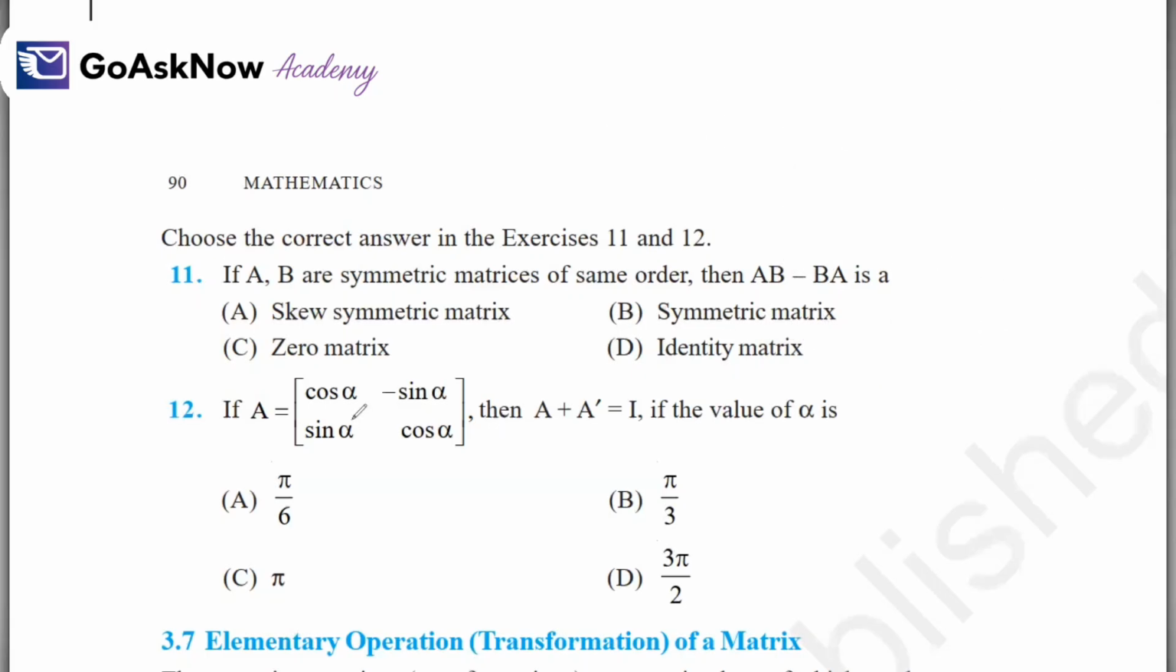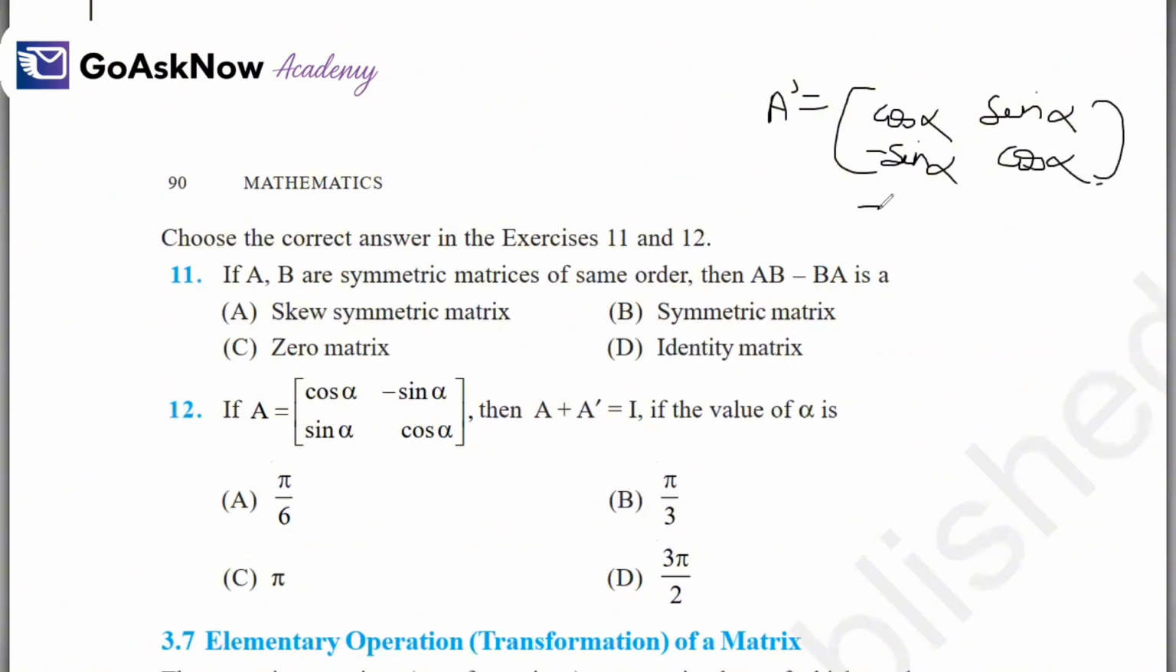Now, the 12th question says that if A is cos alpha, sin alpha, cos alpha, then A plus A dash is the identity matrix if the value of alpha is... So just find A plus A dash, and you will get the value of alpha. A dash will be cos alpha, minus sin alpha, sin alpha and cos alpha. Now take the addition of A plus A dash: you will get here 2 cos alpha, here 0, here 0, and here 2 cos alpha. This is the identity matrix.